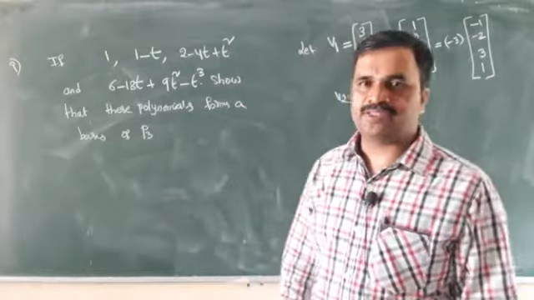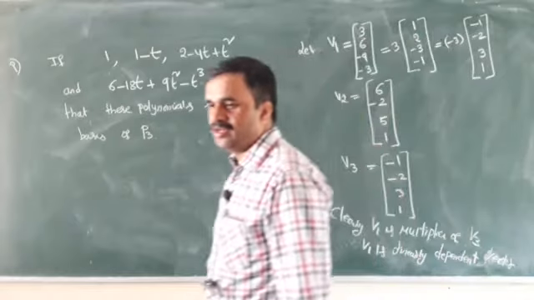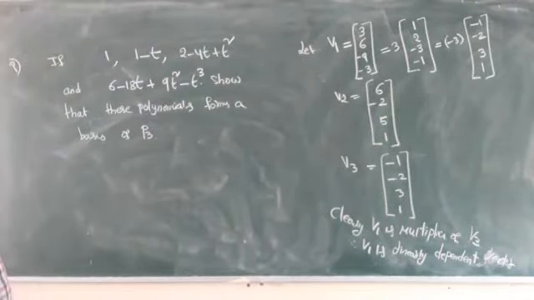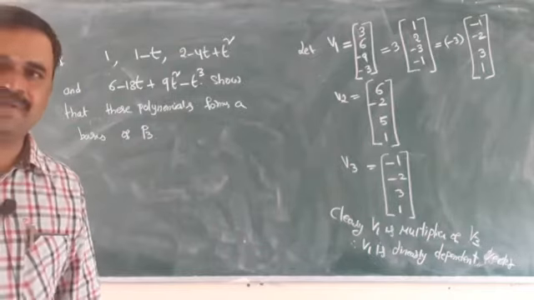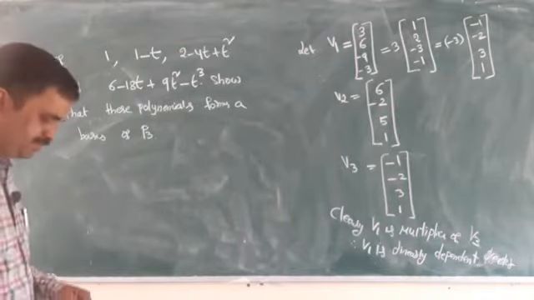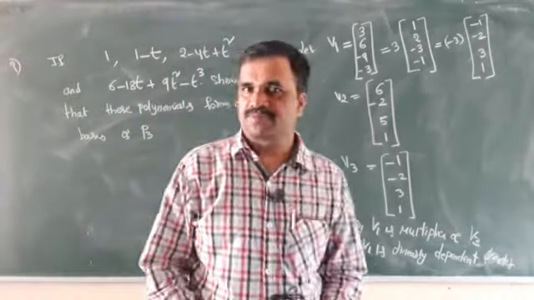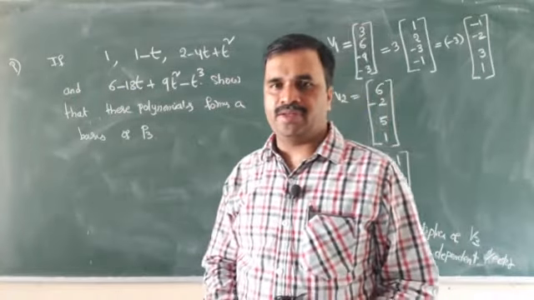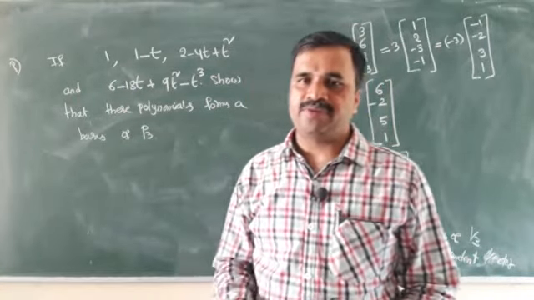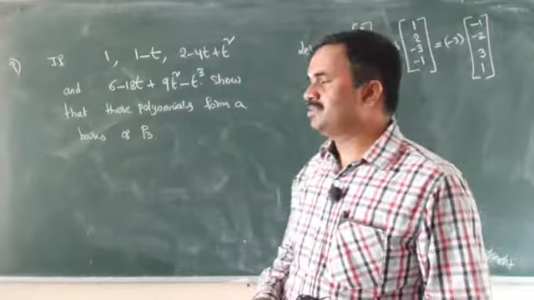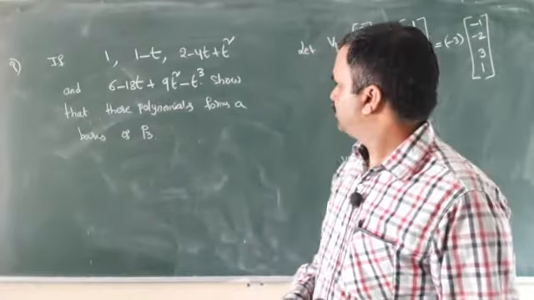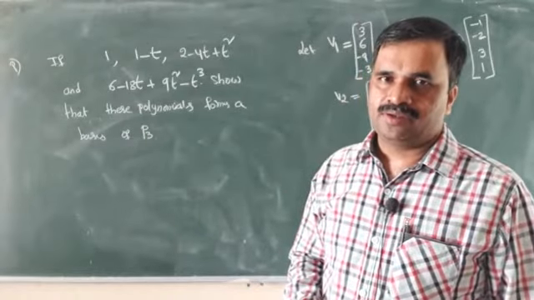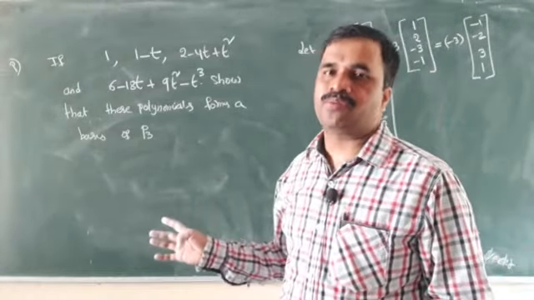We have to prove basis. Basis means, as you already know, you have to prove linearly independent and span. First, consider these vectors V1, V2, V3, V4. In order to prove linear independence, consider C1 V1 plus C2 V2 plus C3 V3 plus C4 V4 equal to 0. There are 4 polynomials.